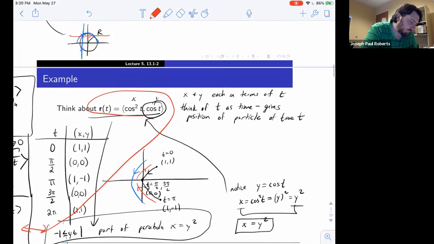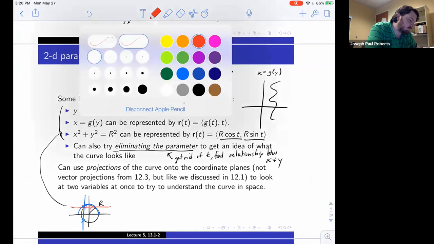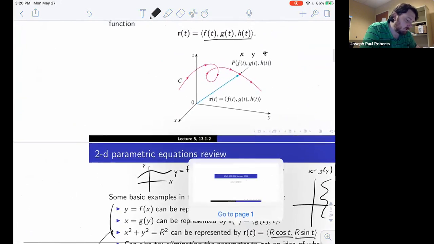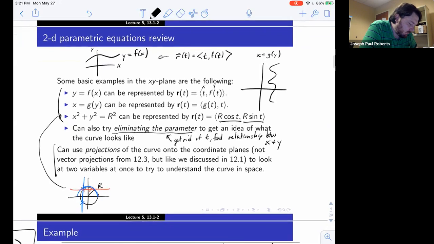Okay, and then going back to this slide, something we could do, so far we've just been focusing on the XY plane situation, which is a little bit simpler, obviously, compared to X, Y, and Z space. If you're dealing with space, then what you could do is look at two variables at a time and essentially consider what the shadow of this curve would be and try to make sense of it that way. So what do I mean by that?